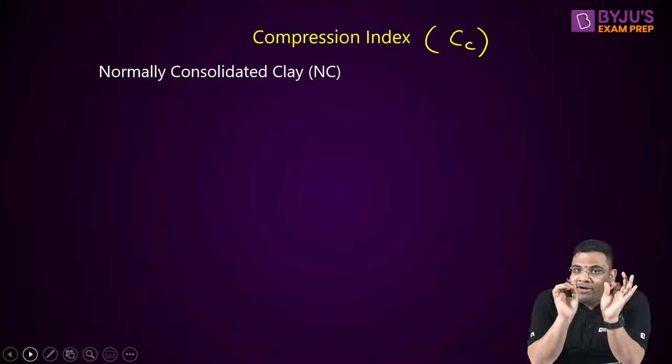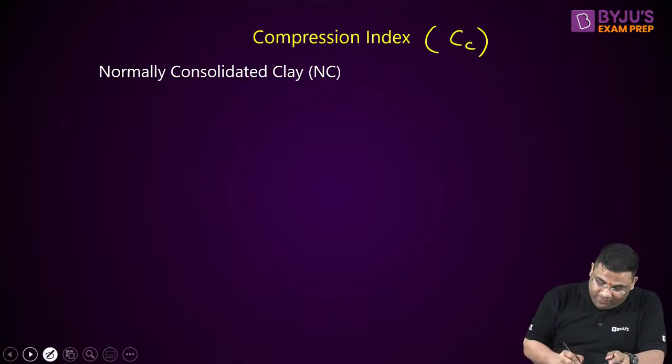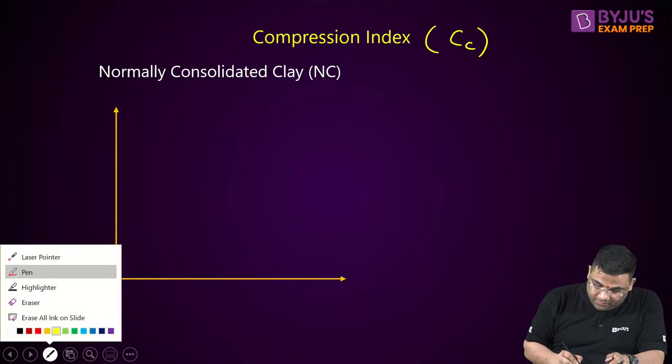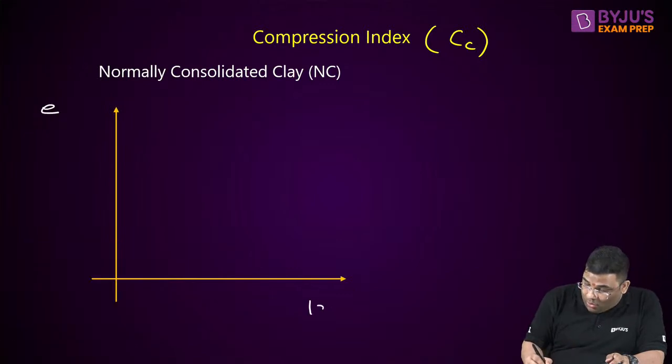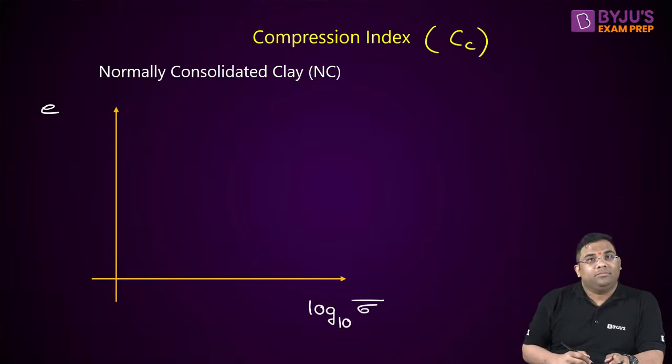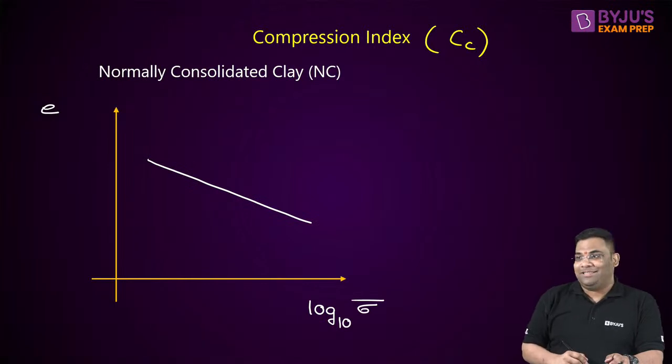right? Void ratio and your effective stress. But if we plot between what? The void ratio e and then log10 sigma dash. If you take the logarithm, it's a semi-logarithmic plot, right? Then we are going to get a straight line like this. Yes, we are going to get a straight line like this.